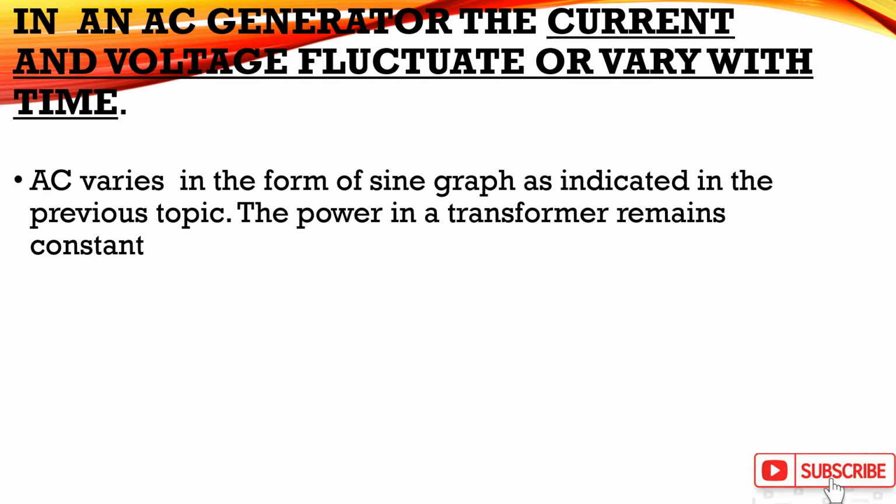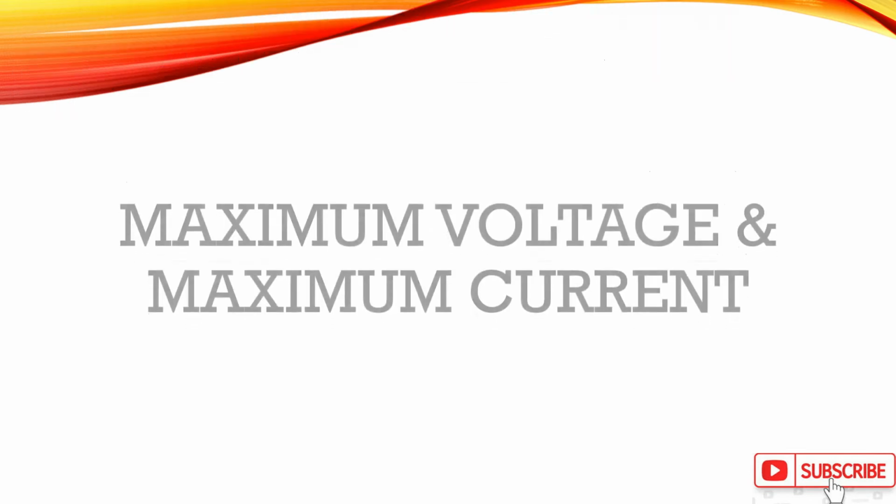Let me repeat this. In a direct current generator, the current and voltage are constant. In an alternating current generator, the current and voltage fluctuate or vary with time. AC varies in the form of a sine graph as indicated in the previous topic. The power in a transformer remains constant.